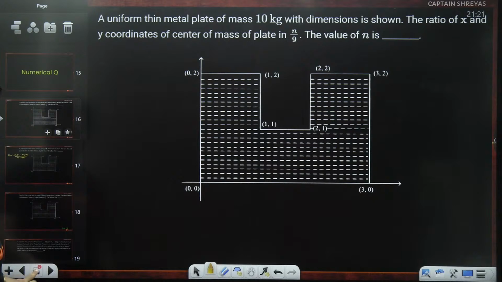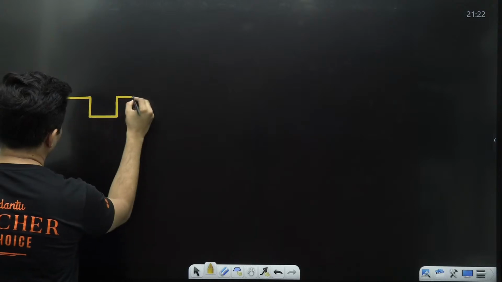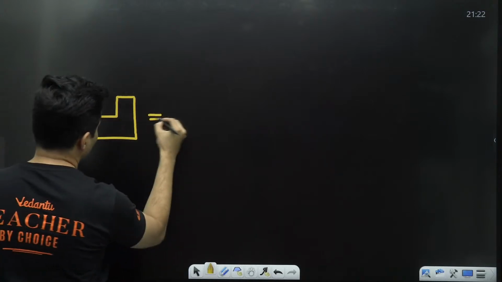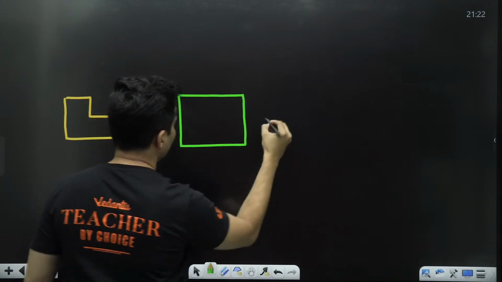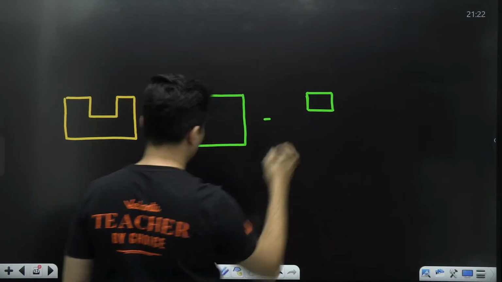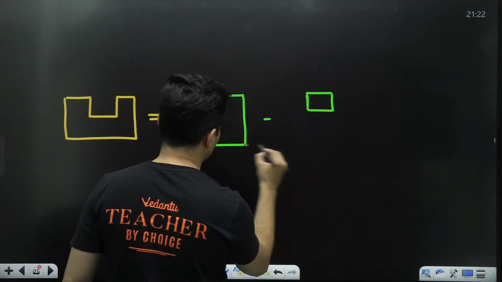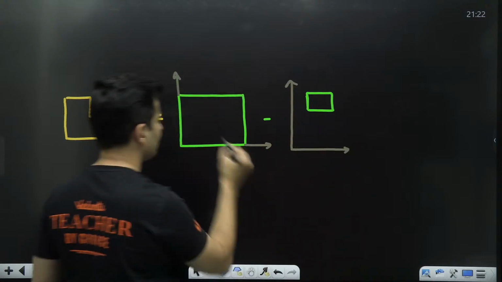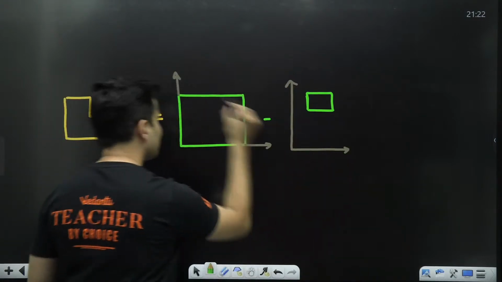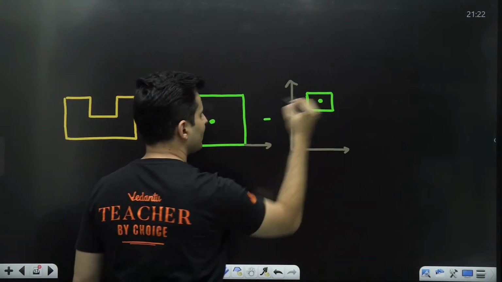Now, what is m1, what is x1, everything? This diagram, if you think carefully, is actually formed from taking a big thing like this, minus taking one small thing from here, where the origin was over here. This was the x-axis, this was the y-axis, same thing over here. So subtracting this, the rectangular plate had the center of mass right over here.